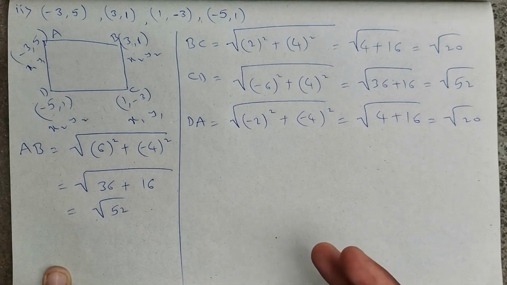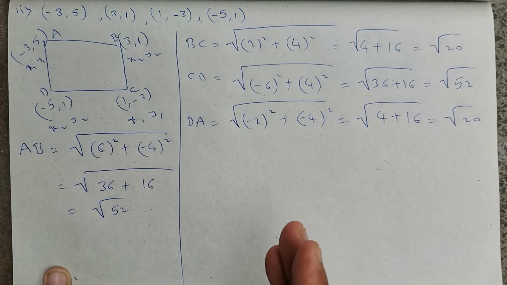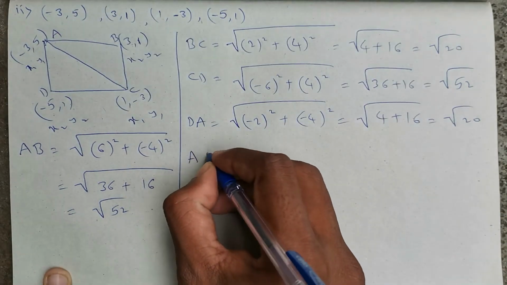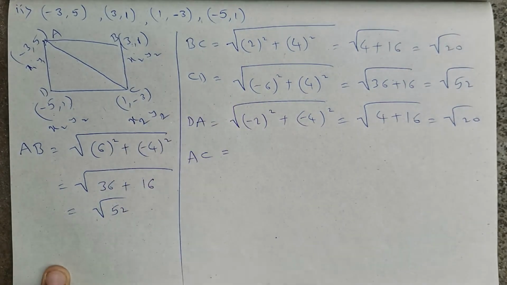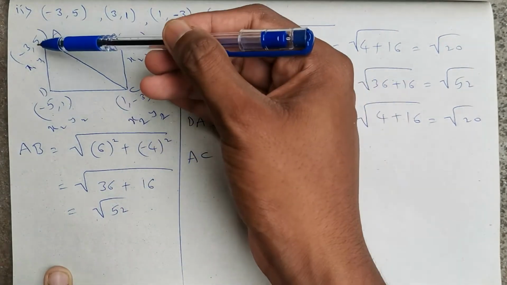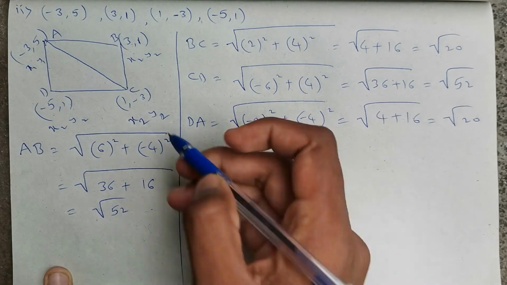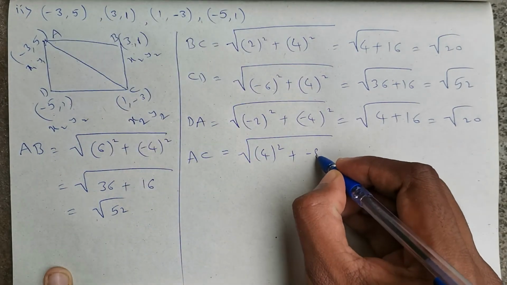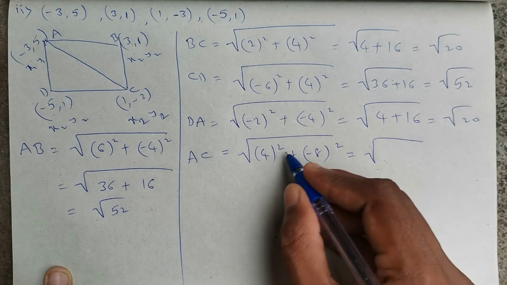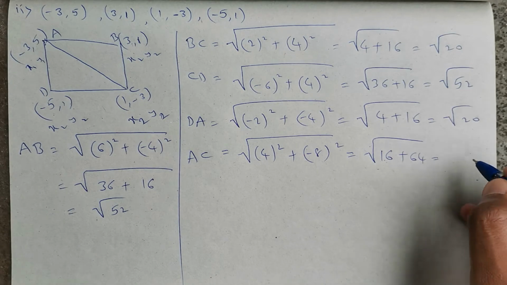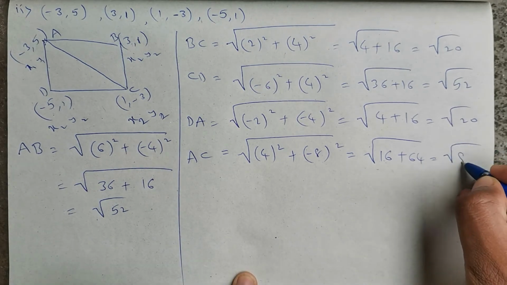Opposite sides are equal to each other. If opposite sides are equal to each other, two quadrilaterals are possible. One is a rectangle and one is a parallelogram. So which one is our correct quadrilateral, we will decide by finding the diagonals. So let us find AC. This I am taking as x2 y2, under root. Now this is minus 3, it will become plus 3. 1 plus 3 is 4, square, plus (-3 - 5), which is minus 8, whole square, is equal to under root 4 square 16 plus minus 8 square 64, under root 16 plus 64, root 80.